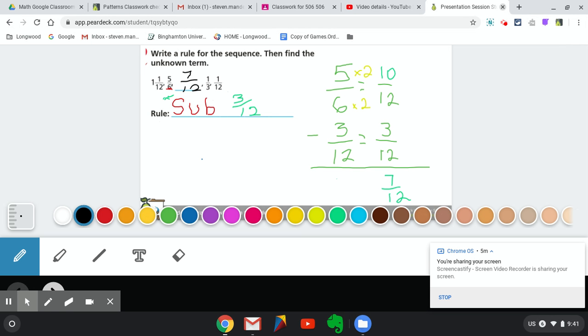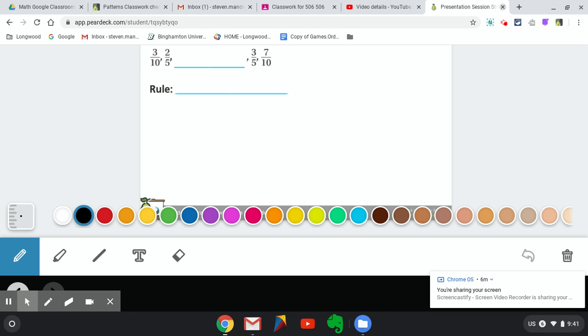Okay, so my final answer, I have two pieces to this one. It's asking for the rule, which we already found first. We needed to find that before we could go ahead and fill in the missing number here. So our missing number then is 7/12. So that's our first problem. Let's take a look at the second problem that was in your work yesterday.